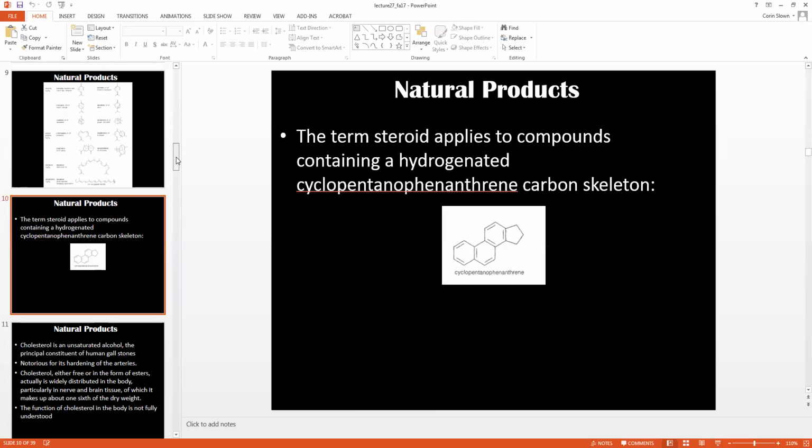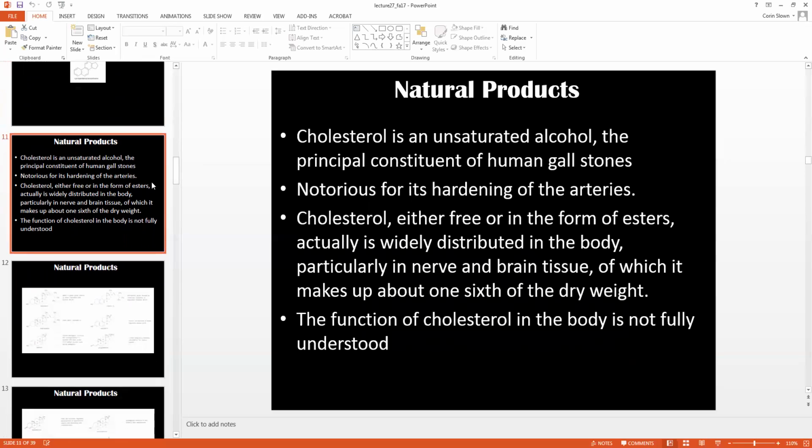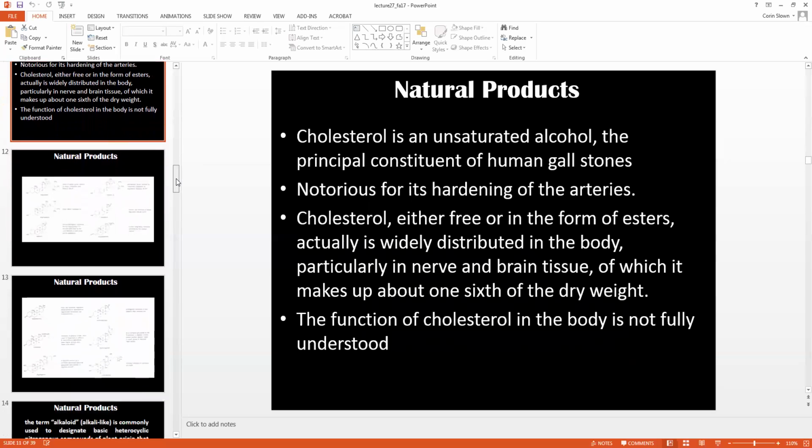If we think about another class of natural products, the term steroid applies to compounds that contain a hydrogenated cyclopentaphenanthrene carbon skeleton. Cholesterol is an unsaturated alcohol, the principal constituent of human gallstones, as well as many other places where cholesterol is found. It's notorious for hardening arteries, but actually cholesterol, either free or in the form of esters, is widely distributed in the body, particularly in nerve and brain tissue, of which it makes up about 1/6 of the dry weight.